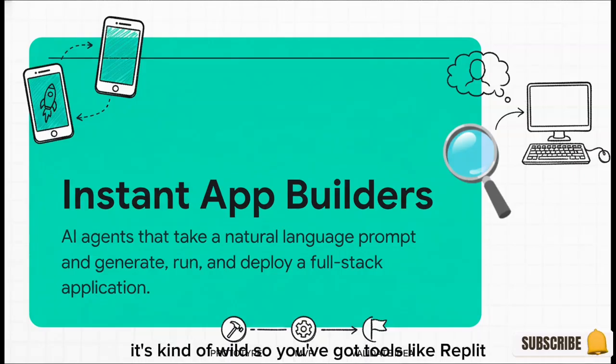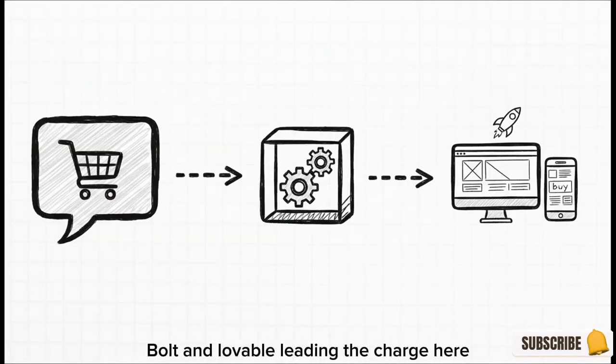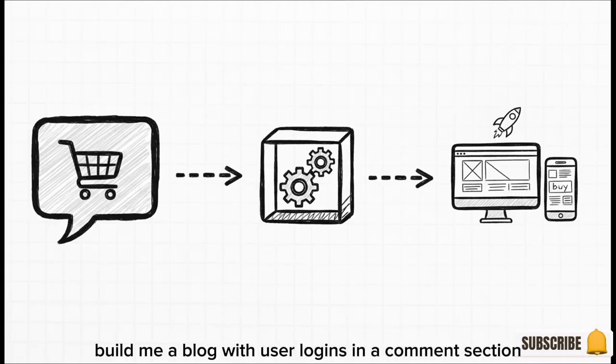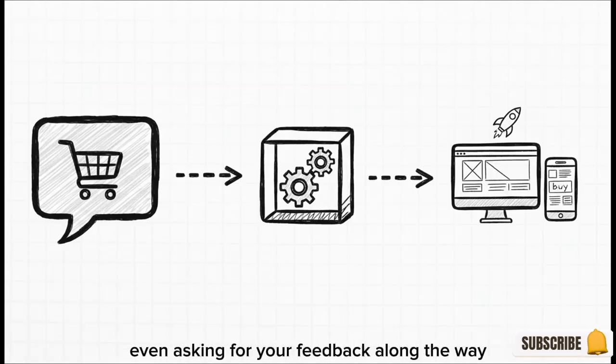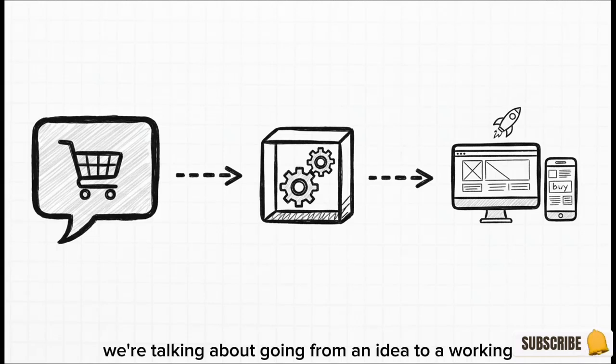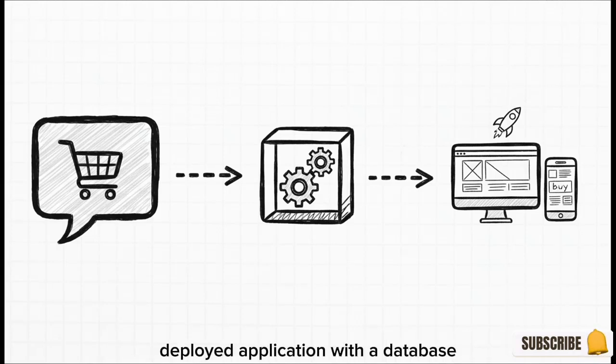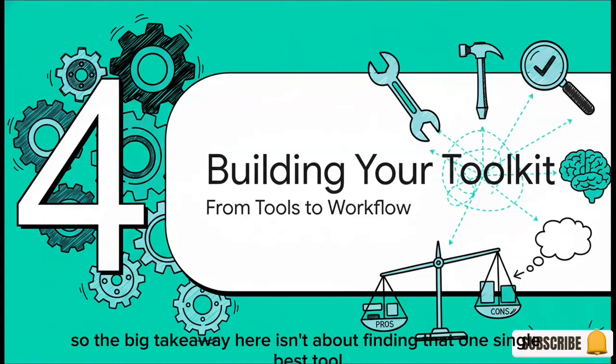It's kind of wild. So you've got tools like Replit, Bolt, and Lovable leading the charge here. For example, with Replit, you can literally give it a prompt like, build me a blog with user logins and a comment section. It'll think about it, plan out the architecture, and then start building it step by step, even asking for your feedback along the way. We're talking about going from an idea to a working, deployed application with a database and all in just a matter of minutes.